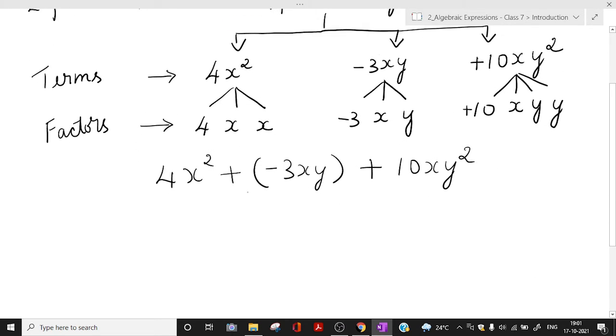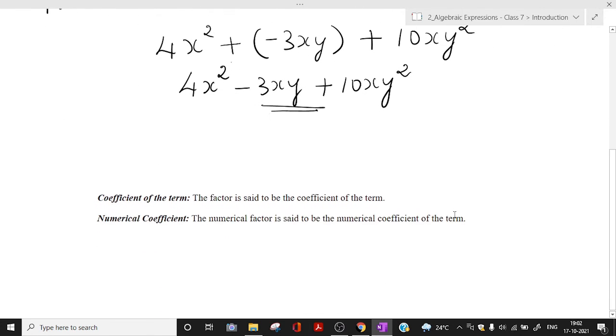Now there is a plus and a minus sign over here, so we can rewrite it as 4x squared, plus into minus is minus 3xy, and plus 10xy squared. This is the expression.